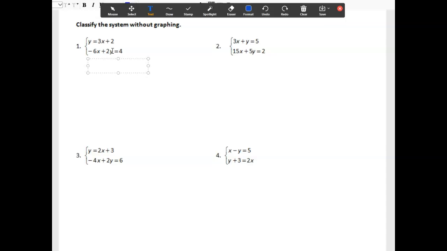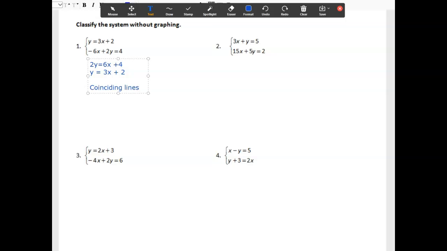So what I'm going to do is rearrange the terms in the second equation to also be in y equals mx plus b form. So I'm going to add over the 6x, and then I need to divide both sides by 2. And I get y equals 3x plus 2. So the slopes are the same. The y-intercepts are the same. So these are coinciding lines.